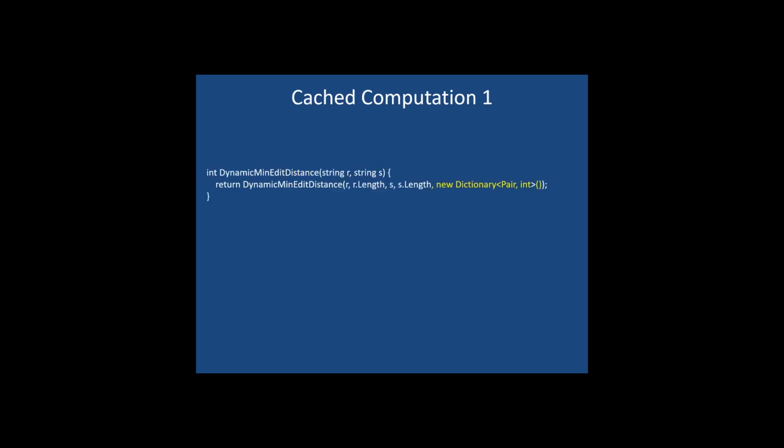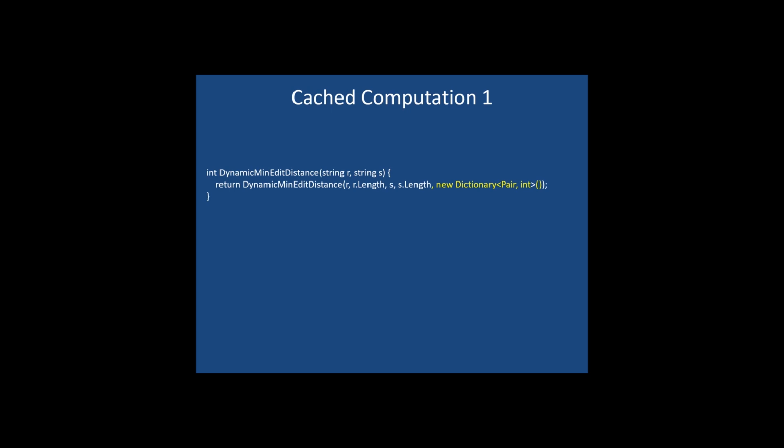But that's easy to fix as well. You just create a cache. So I add another parameter to min-edit distance, which is the cache we're going to use. It's a dictionary that maps pairs to ints. Now, why do we want to have pairs as the keys and ints as the value of this cache?